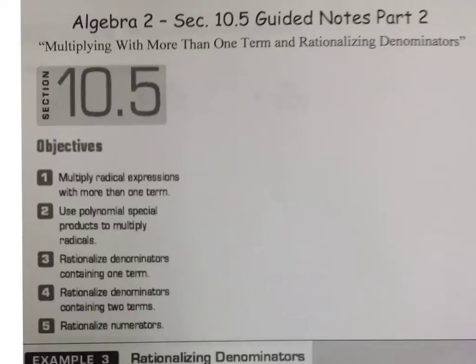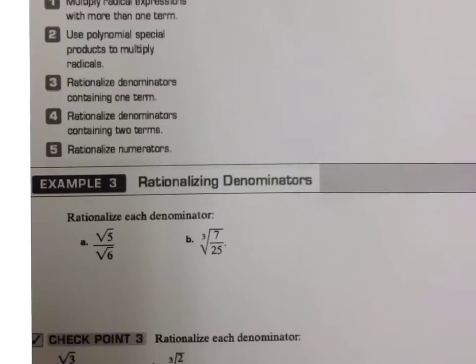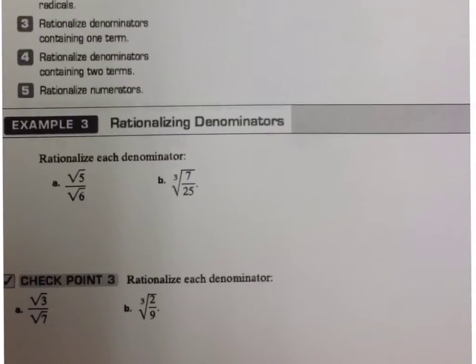So let's look at a couple examples. Rationalizing denominators. All rationalizing denominators means is we've got to get the square root off the bottom of the fraction. Square root out of the denominator. It's got to be rational. That's what that means. And square roots are not rational.